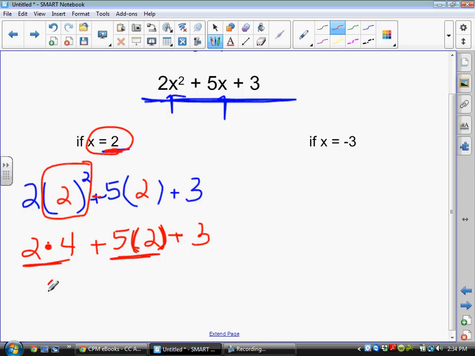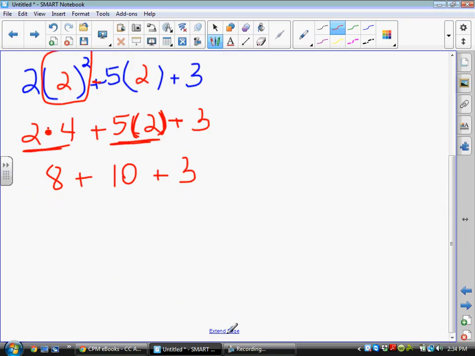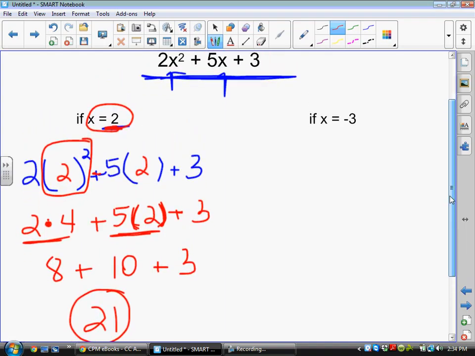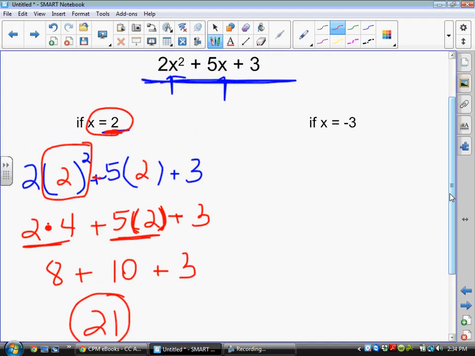So I have 2 times 4 is 8, plus 5 times 2 is 10, and I have a plus 3, just copying down what we didn't use. So last is to add everything up. I have 8 plus 10 is 18, plus 3 will give me 21, which is my solution to this expression. If it said to evaluate that expression when x equals 2, our answer would be 21. You're going to get a numerical answer.